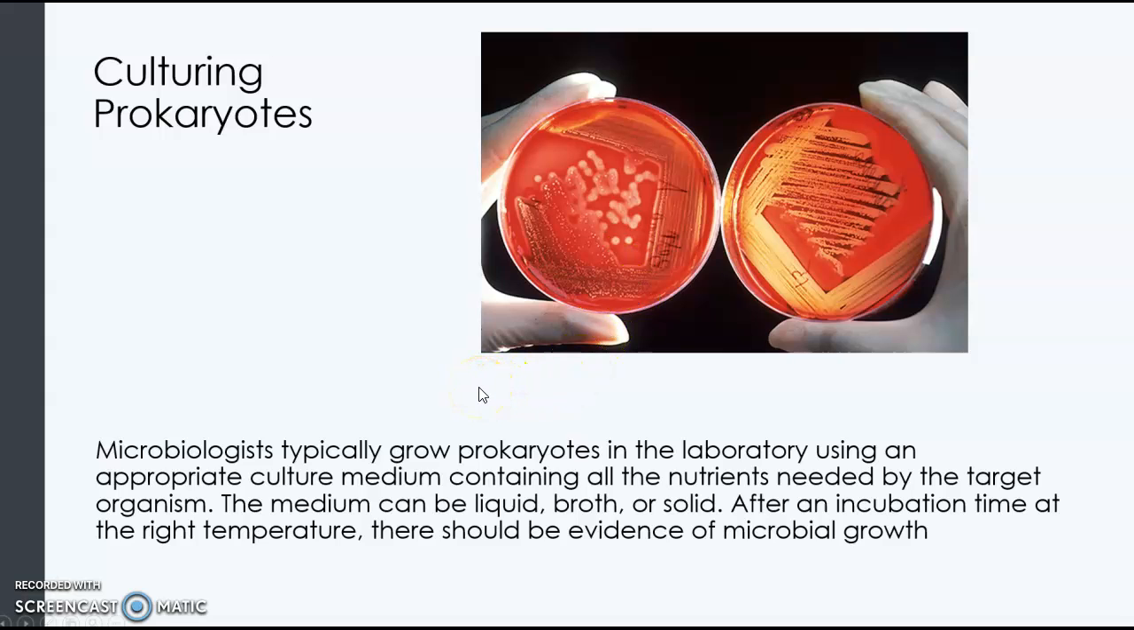Microbiologists typically grow prokaryotes in the laboratory using some kind of culture medium. In this petri dish, what you have is agarose gel that has some type of nutrient medium added to it. It's red, so it may contain blood.